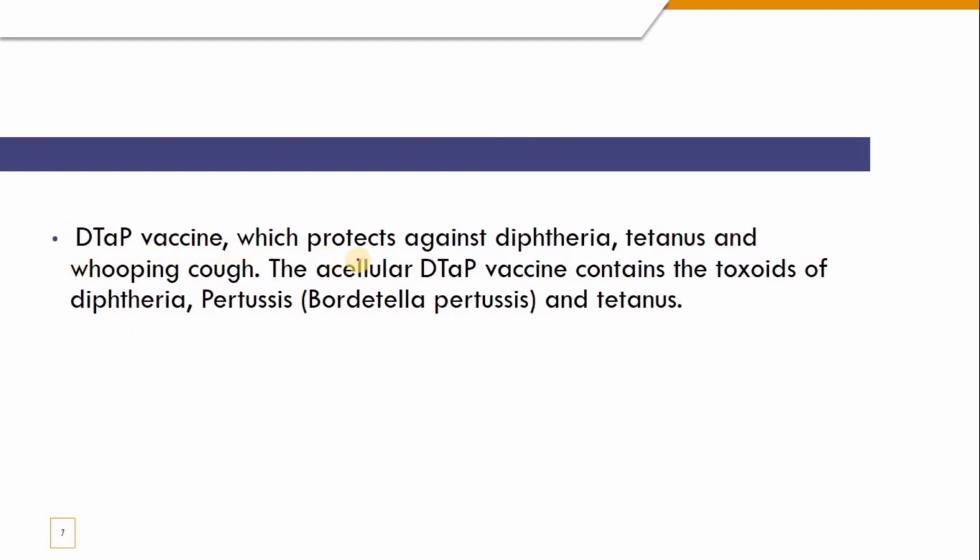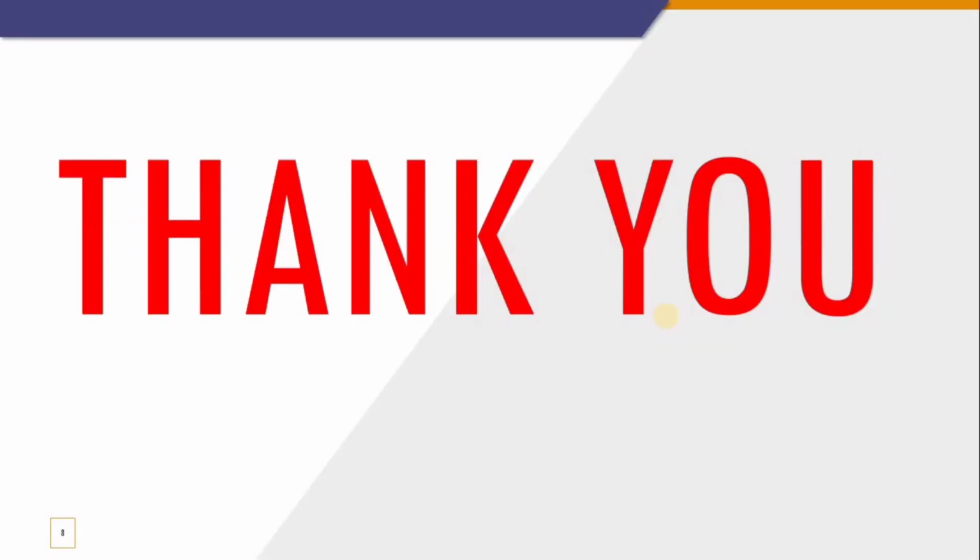DTaP vaccines protect against diphtheria, tetanus and whooping cough. So DTaP vaccine, which is the abbreviation of diphtheria, tetanus and acellular pertussis, is used against diphtheria, tetanus and whooping cough. The acellular DTaP vaccine contains the toxoid of diphtheria, pertussis, and tetanus. So this is all about inactivated or killed vaccine.